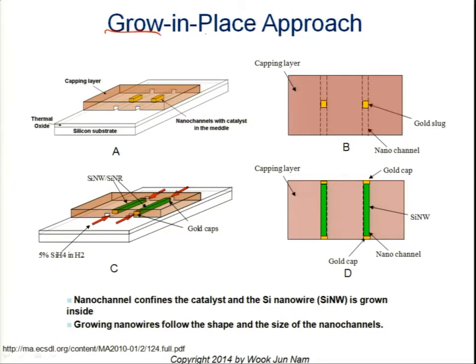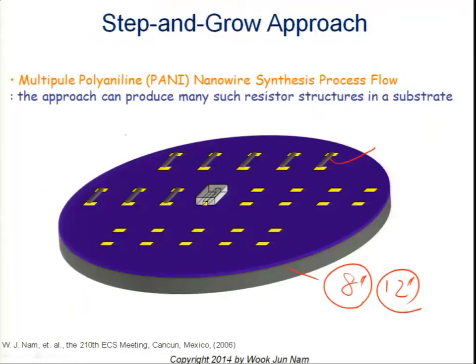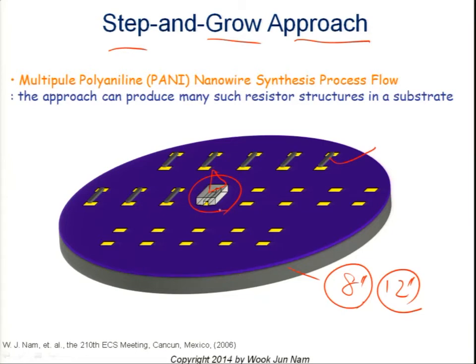Another one is grow-in-place approaches. So that is another way. Using this kind of template structure is the same as the step and grow approach. But the template used for the step and grow approach is a temporary mold. So using this kind of small mold, we can cover the entire wafer.